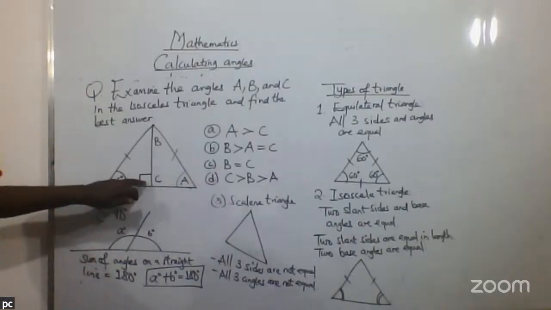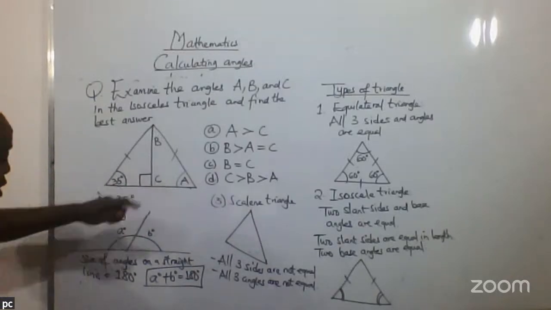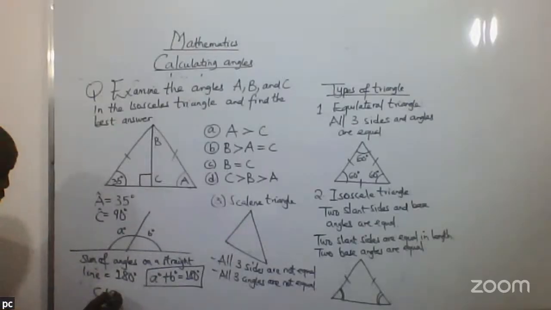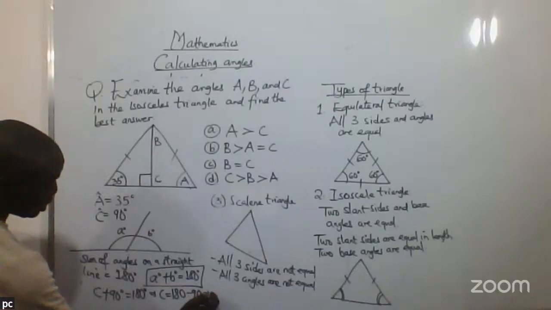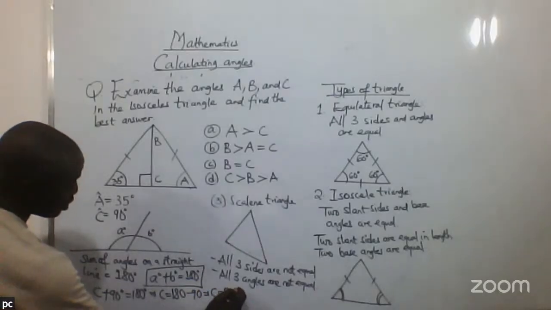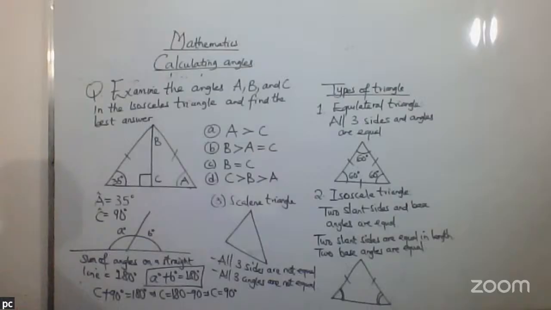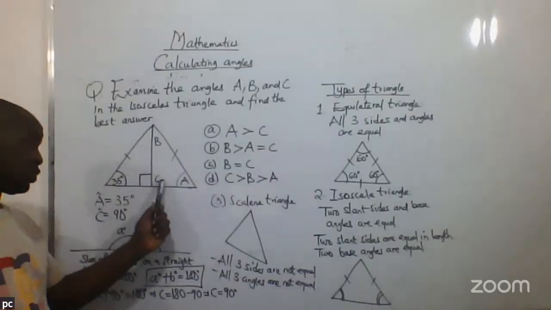So in this case, we have this to be 90, and we want to know what C is. So C plus 90 degrees equals 180 degrees. So C will be equal to 180 minus 90. So the value of C will be what? This is 90 degrees.